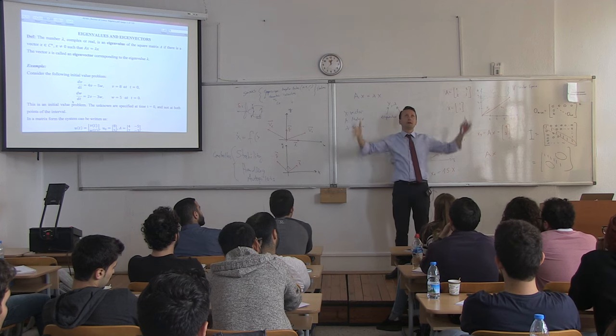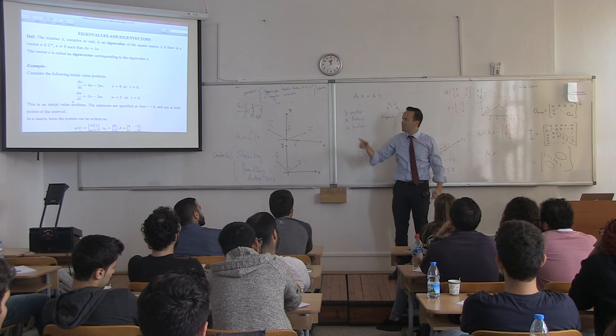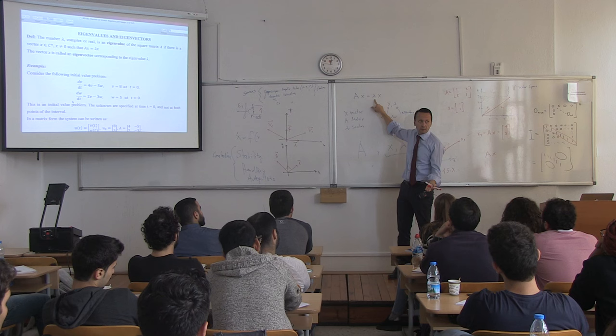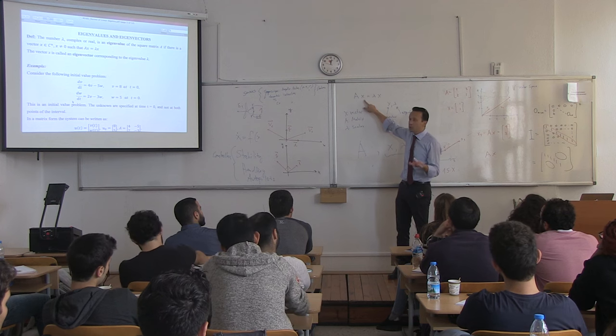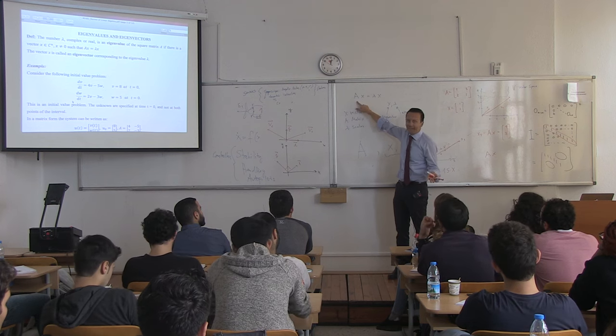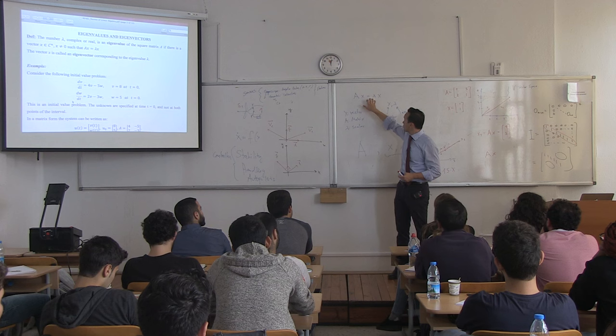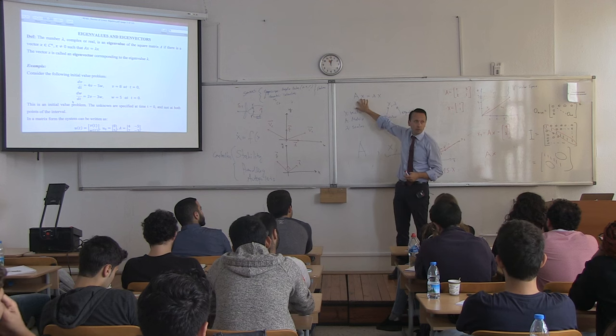A could be a 10 by 10, a lot of numbers. But that big matrix acts on this X as if it is a scalar. Isn't that weird? It doesn't change the direction of X. A does not have the power to change the direction of X. That is a special vector. This combination is a special combination.